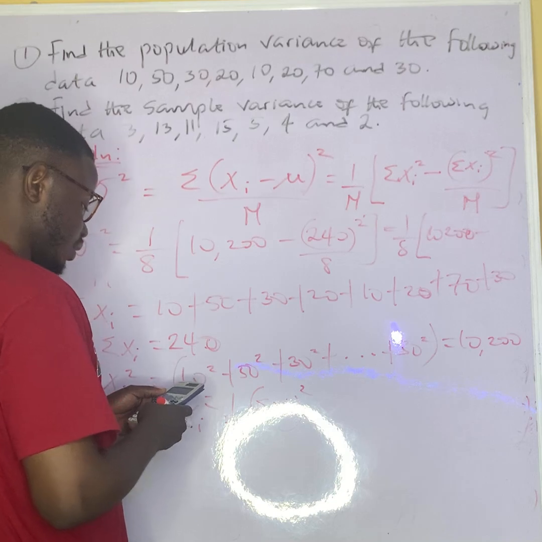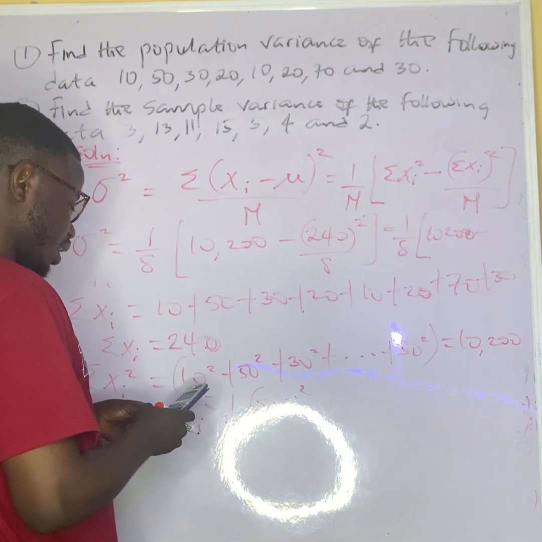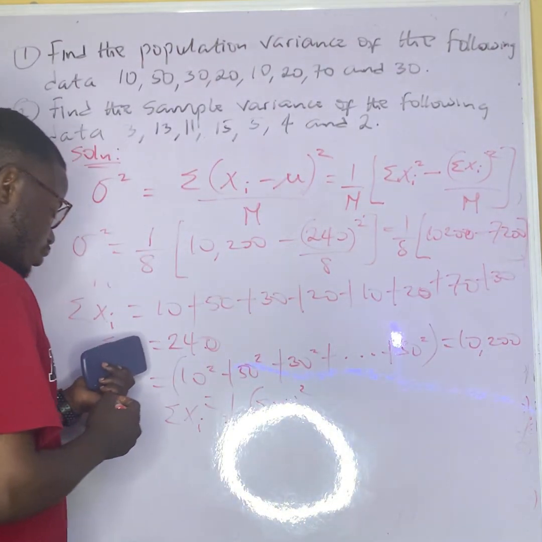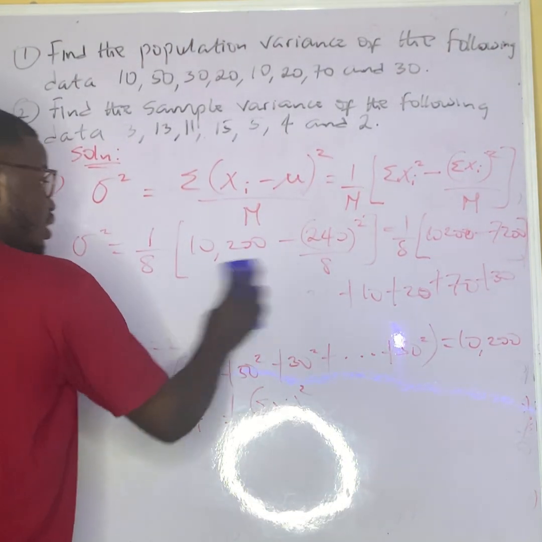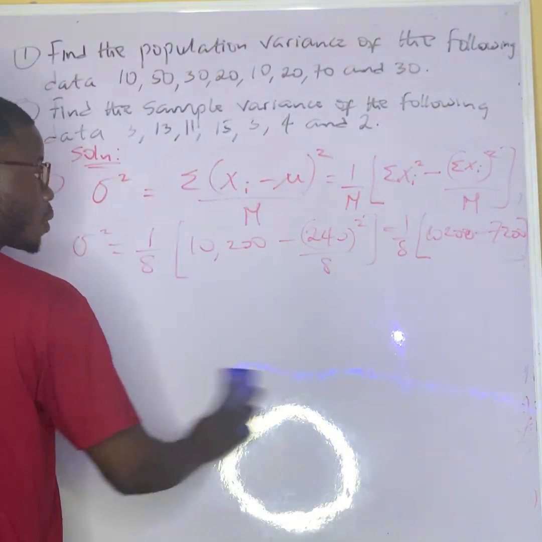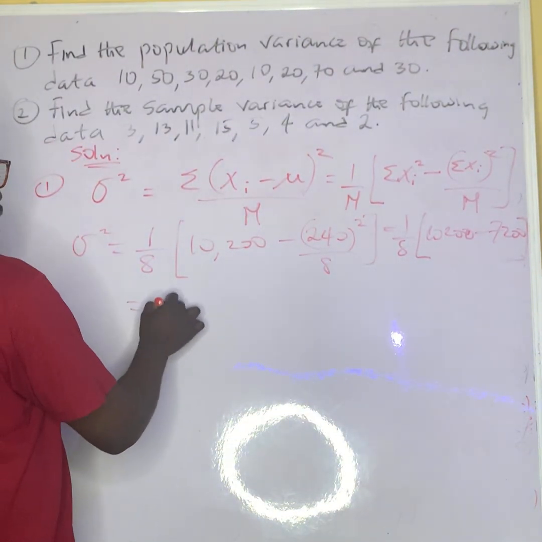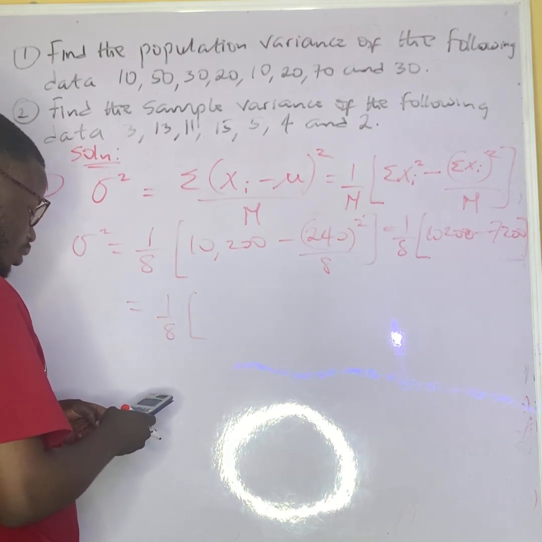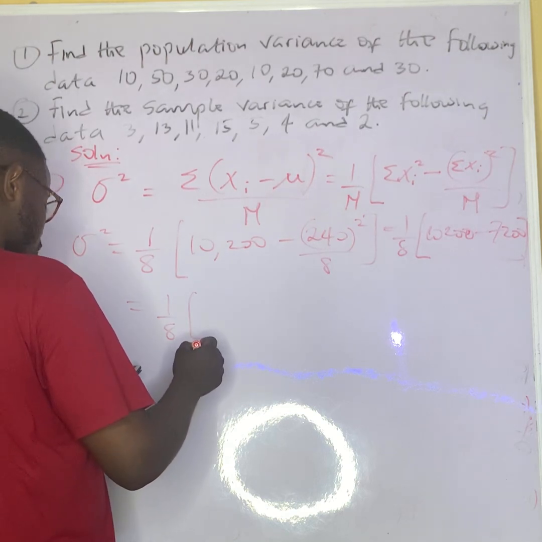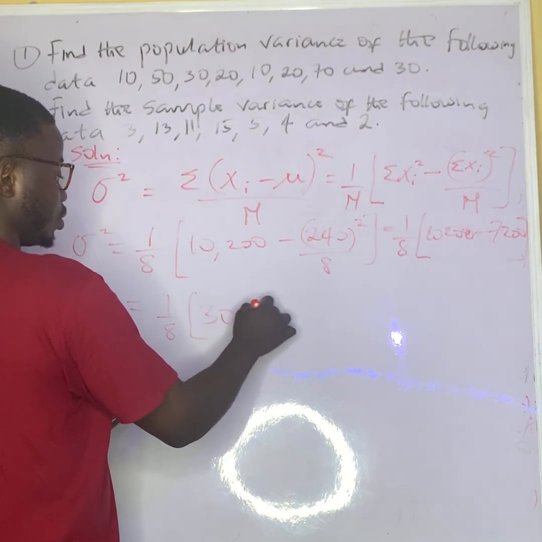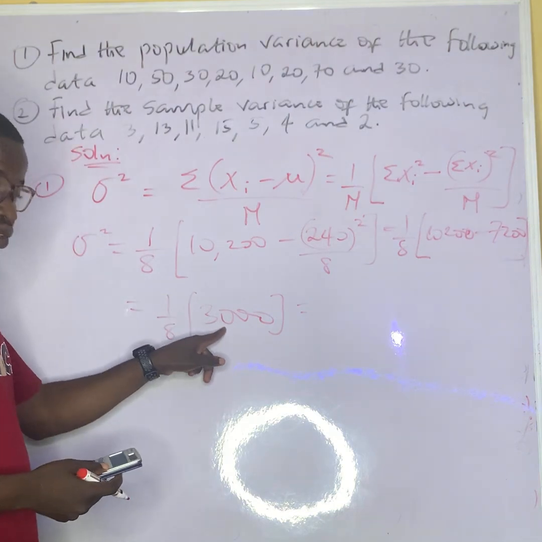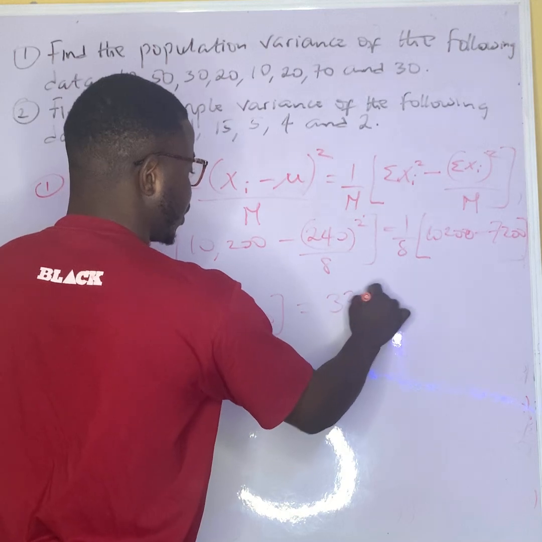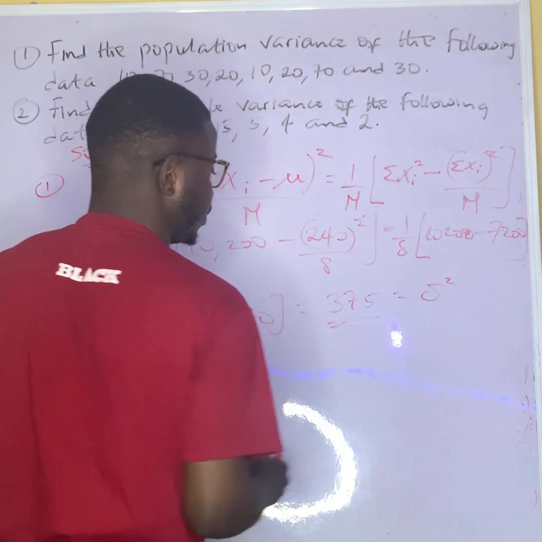So that's 57,600, divided by 8, which gives us 7,200. Now the next one, we will take the difference. That means we have 1 over 8 in brackets: 10,200 minus 7,200. That will give us 3,000. So that will be 3,000 over 8, divided by 8, which gives us 375. So that is the population variance.